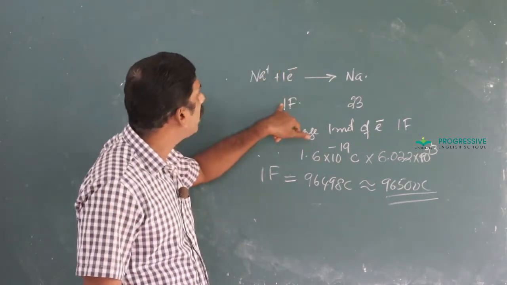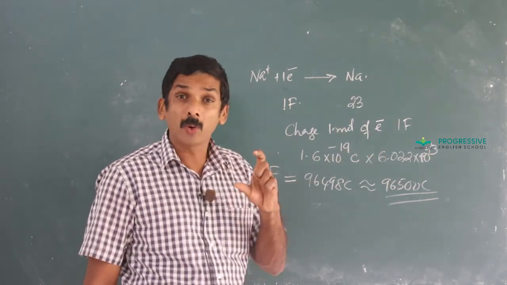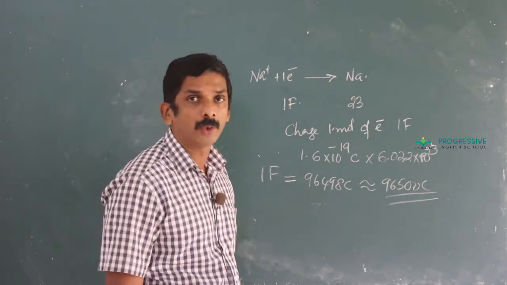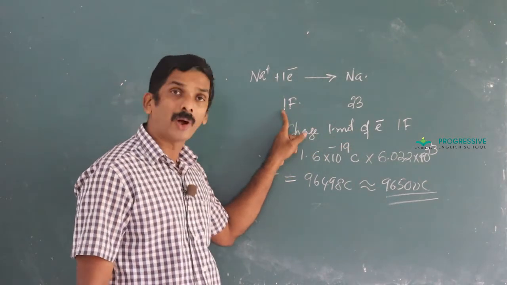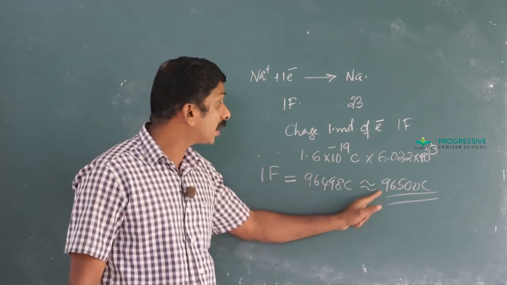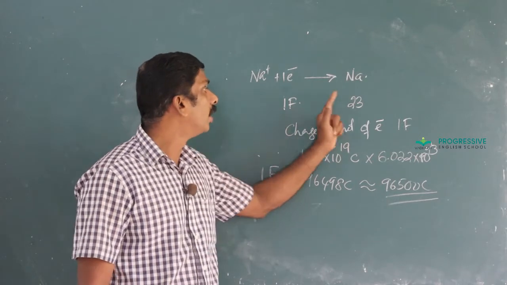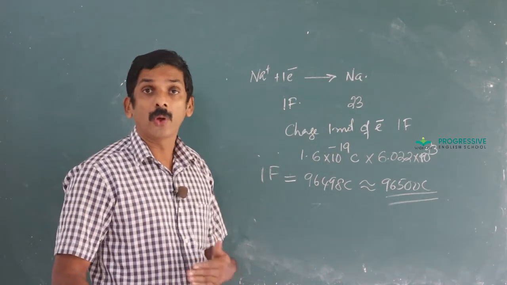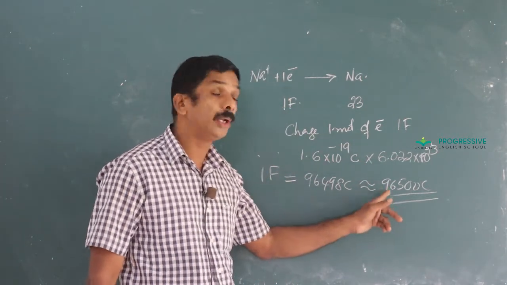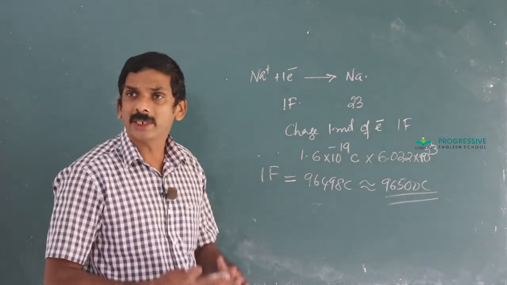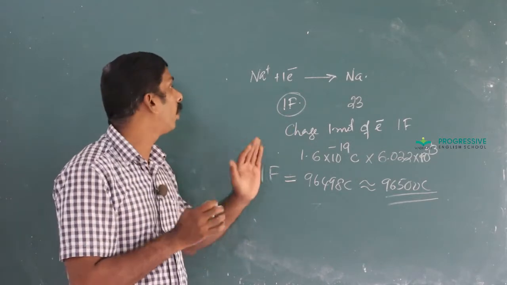That is, how many Faradays of electricity are required to deposit 1 mole of sodium. For that, you know, the atomic mass of sodium equals 23. That is, 23 gram of sodium is deposited by the passage of 1 Faraday. Or in other words, 96,500 coulombs of electricity is required to deposit 23 gram of sodium. Therefore, 46 gram of sodium will be deposited by the passage of 2 Faraday, or 2 into 96,500. You just look out how many electrons are involved in that electrode reaction.